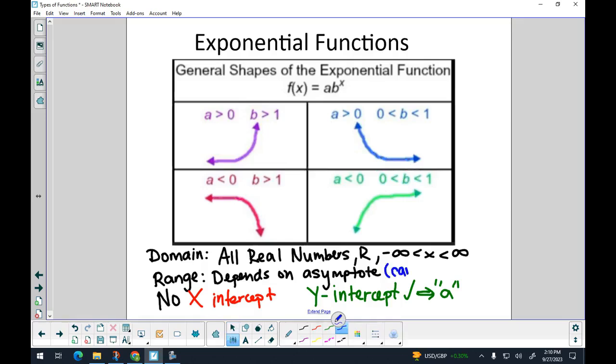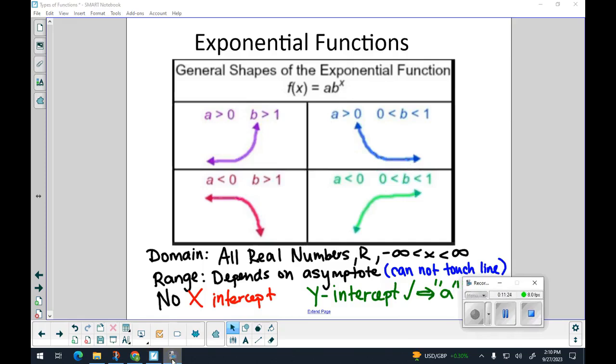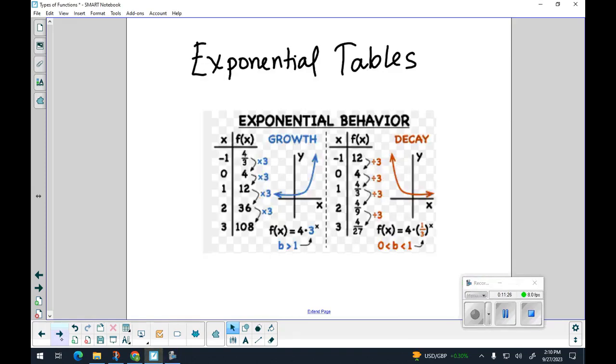As you can see, it is diverging in different directions. There is never going to be an x-intercept for an exponential function, but the y-intercept is okay, and it is the A in your original equation. So think of the asymptote as the cannot touch line. We will specifically do more examples later on so that you can tell the difference between a growth and a decay. So go ahead and copy this information down.